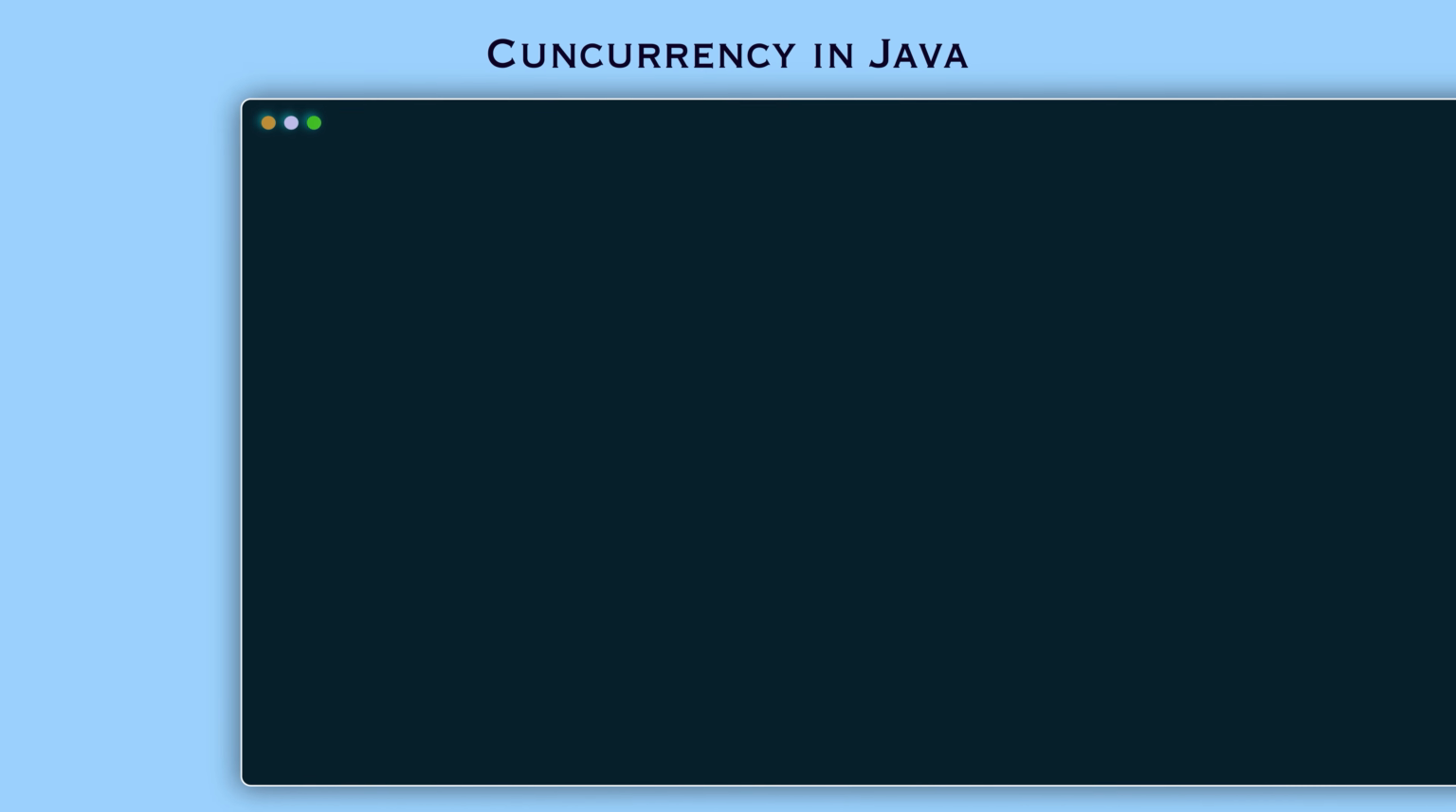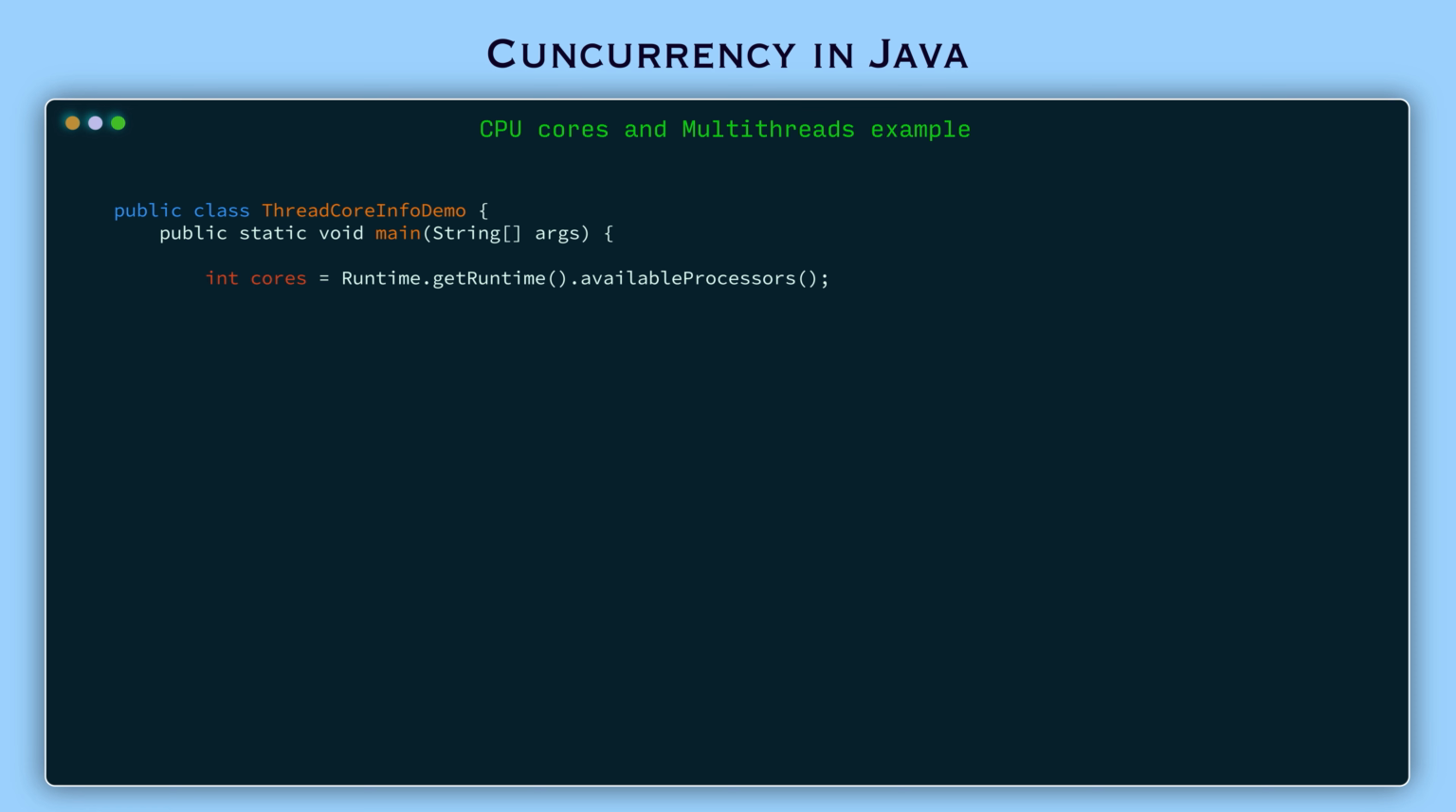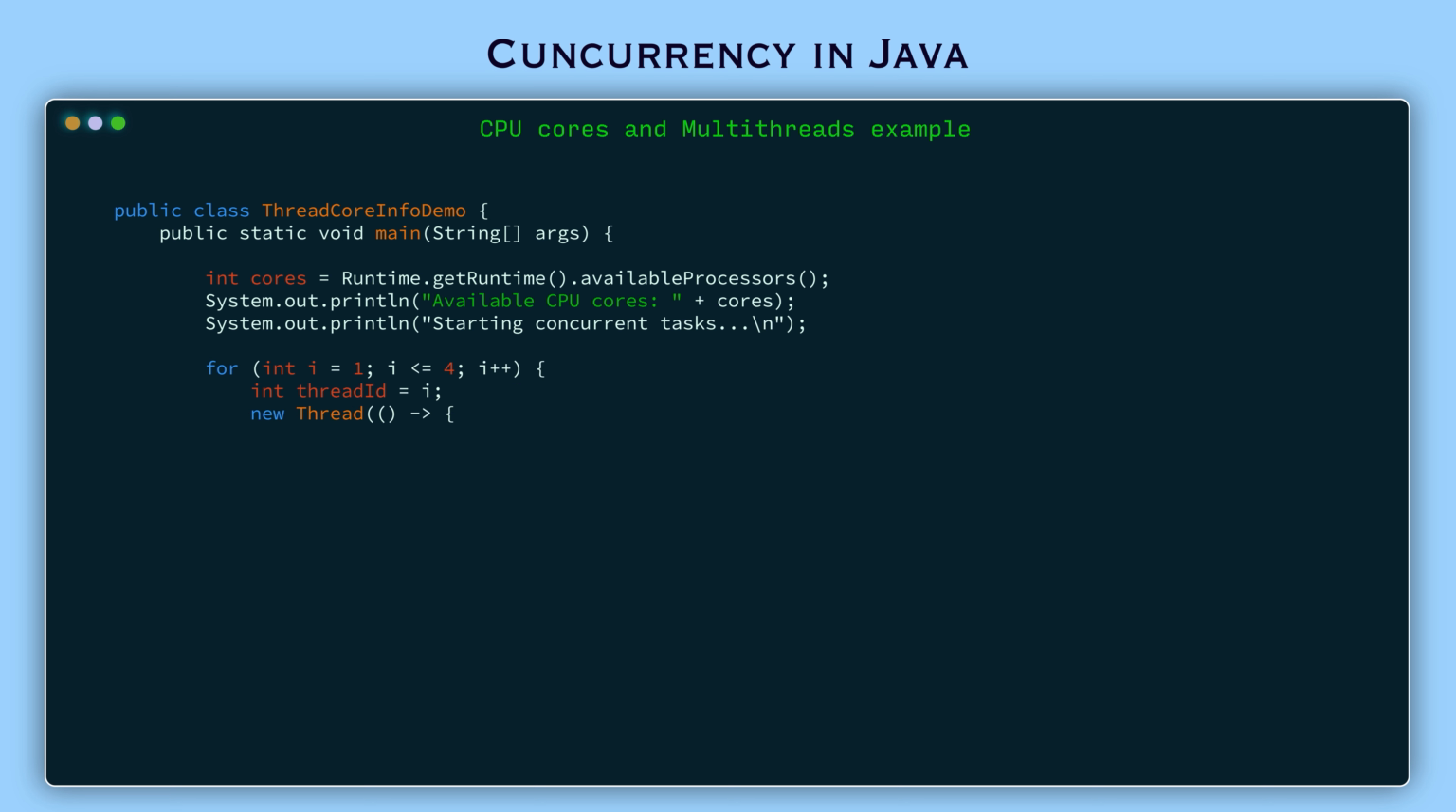Let's check how these threads behave with respect to our Java threads and CPU. So let's define a class named ThreadCoreInfoDemo. Next, I will write a statement to get the number of CPU cores using the Runtime class and will print it. Then in a simple for loop, we will create 4 threads, and each thread will print its thread name and its ID, so that we'll come to know the thread name with respect to our thread number, right?